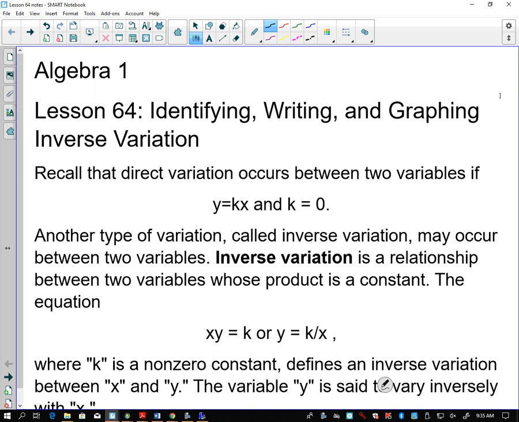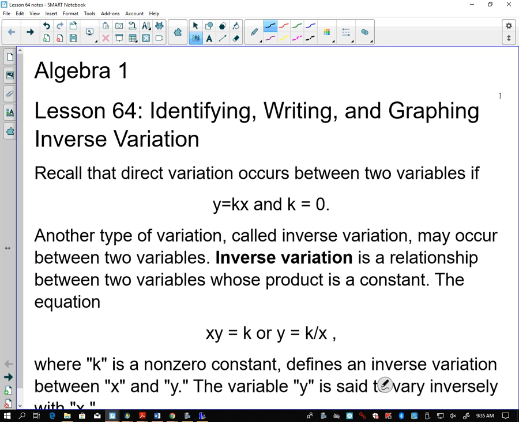Okay, Algebra 1, Lesson 64, we're going to talk about identifying, writing, and graphing inverse variations. Inverse variation. Have we talked about direct variation? Yeah? Direct variation is y equals kx, correct? Where k is the constant, and there's a direct relationship.